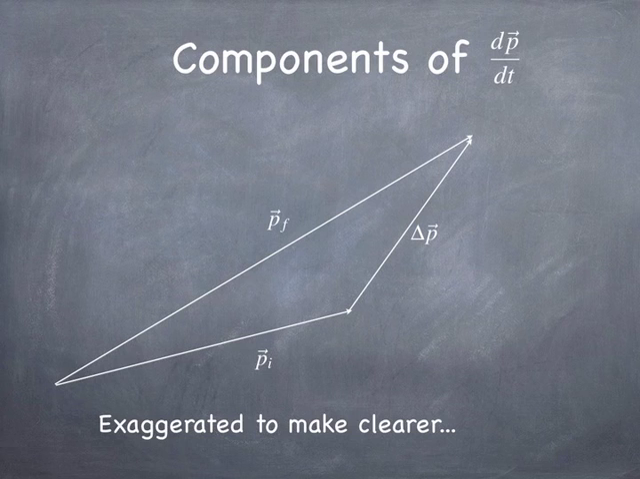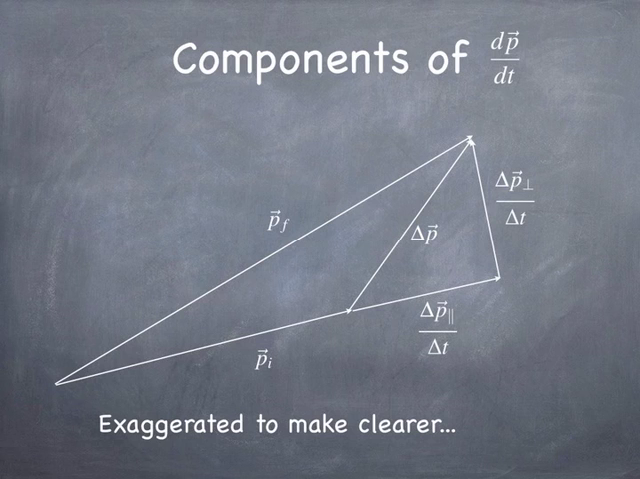Let's see how that works. So first of all, there's the parallel component of the change in momentum. Notice that the parallel component of the change in momentum has the primary effect of changing the magnitude of the momentum vector, and the perpendicular component of the change in momentum has the primary effect of changing the direction of the momentum vector.